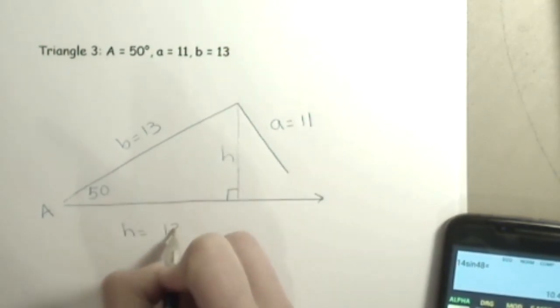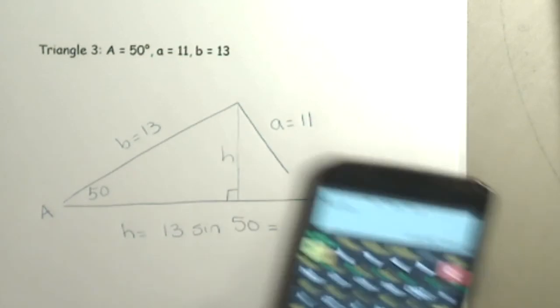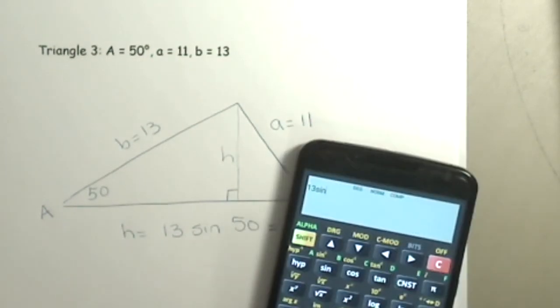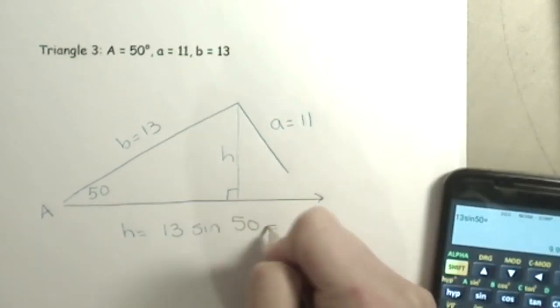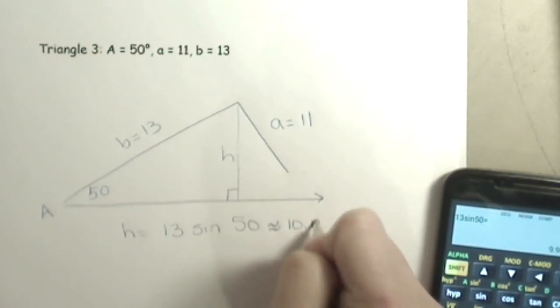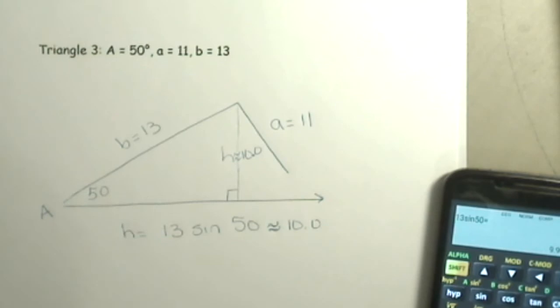b sine a, so that's 13 sine of 50. On my little calculator, 13 sine of 50 is 9.95, so essentially 10.0 if we round to the nearest 10. So we're going to say approximately 10.0.